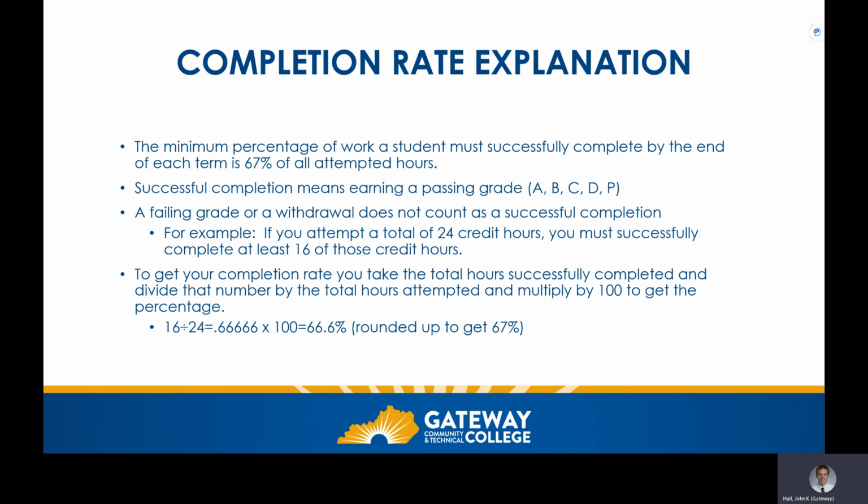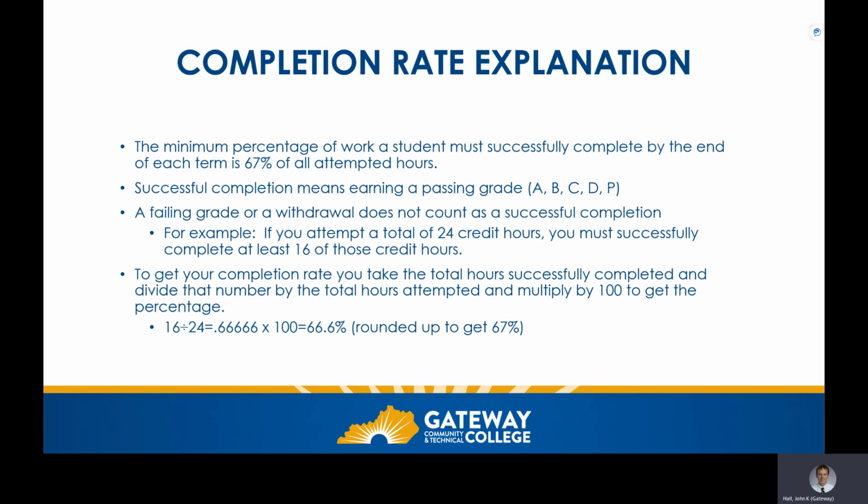The 67% includes all attempted hours. This includes classes that were taken and withdrawn or taken and failed. For example, if a student takes 24 credit hours over 2 semesters, that student must successfully complete at least 16 of those credit hours in order to stay in good financial aid standing.